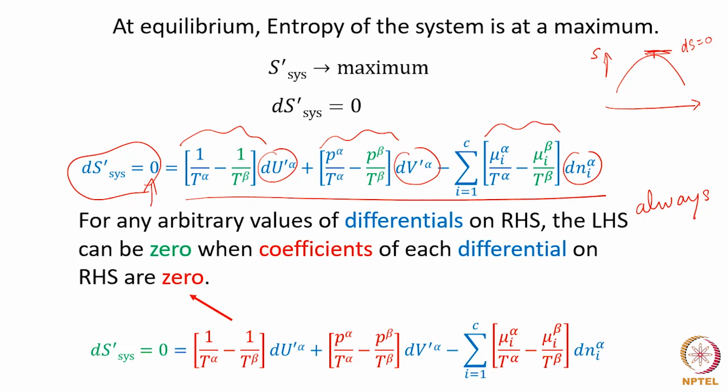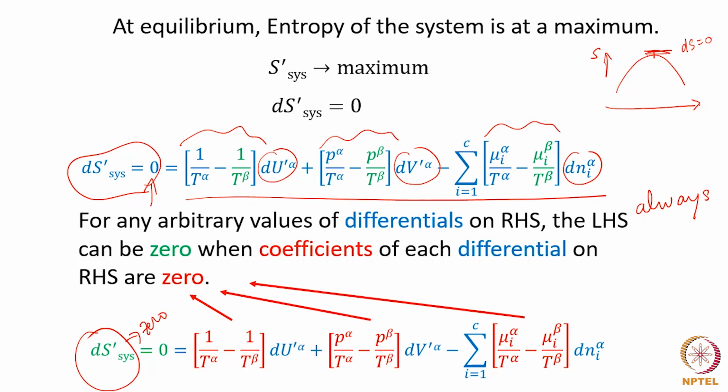So that's the reason why we say that the first coefficient of du alpha, namely 1 by T alpha minus 1 by T beta, has to be 0. The second coefficient of dv alpha, which is basically P alpha by T alpha minus P beta by T beta, has to be 0. And again the third coefficient in front of dni alpha, that is mu I alpha by T alpha minus mu I beta by T beta, has to be 0. So when these three coefficients are 0, it is guaranteed that the entropy change will be 0, which then guarantees that the entropy has reached a maximum, which also says that basically we have reached equilibrium. So because of these being zeros, we have conditions that are coming out for equilibrium.